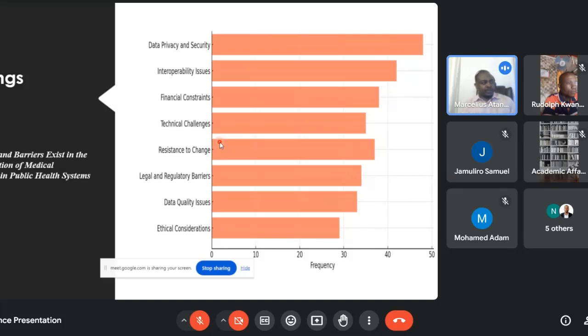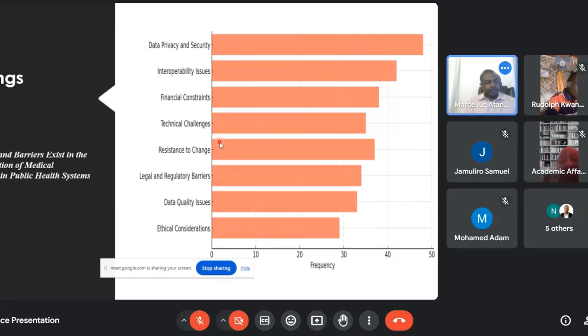Financial constraints. Most of this advanced technology is quite expensive, and most private institutions will need to invest huge chunks of money to be able to acquire this technology, and also the manpower. That's the technical know-how behind this. This is also a challenge.